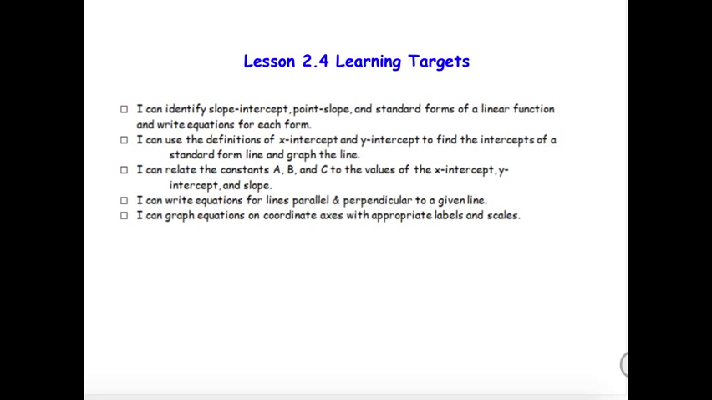I can write equations for lines parallel and perpendicular to a given line, and can graph equations on coordinate axes with appropriate labels and scales.